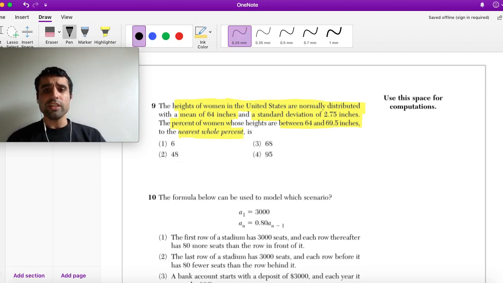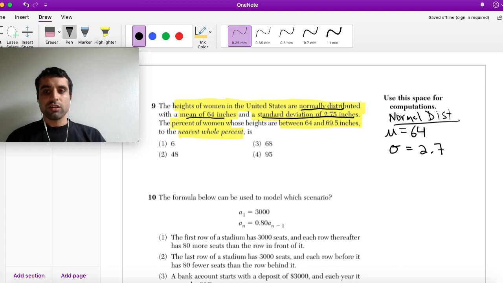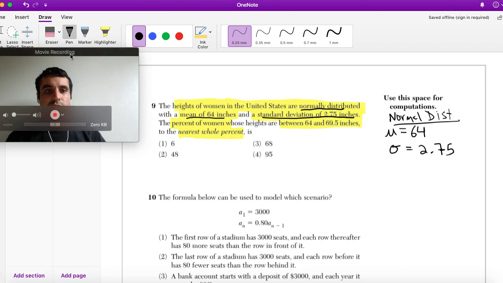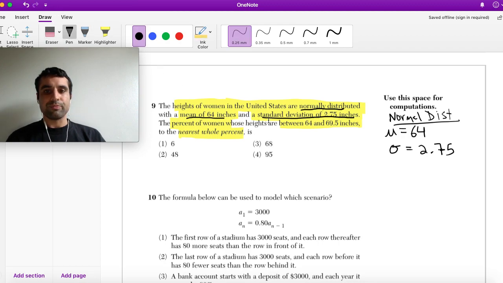So we need to know properties of the normal distribution. So I'll just write here that we have a normal distribution. Then we need to know the mean is 64 inches. So this is the symbol for mean. Do you guys recognize this? And it's 64 inches. I won't write inches because everything is inches. Standard deviation is 2.75 inches. So the mean is the average. Standard deviation is the other statistic we're going to use in this problem. So I'm going to erase this so it doesn't block the text.